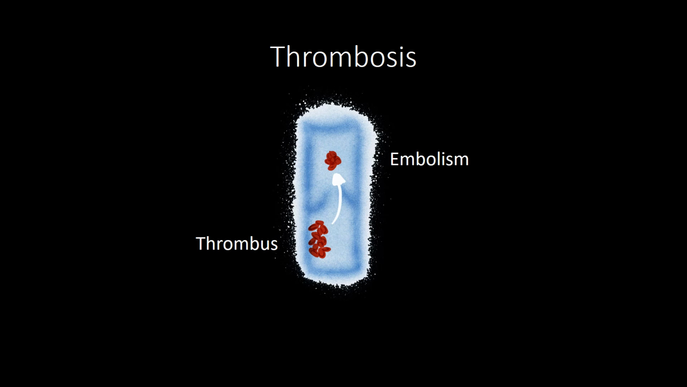And speaking of DVTs, the Wells criteria is used to determine the likelihood of a DVT. A score of 1 to 2, you have a 17% pretest probability. A score of 3 or higher, the DVT is likely.